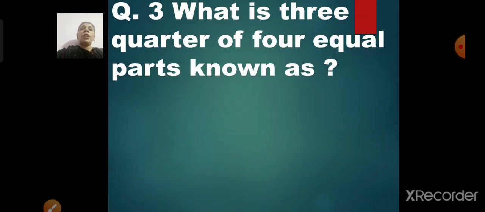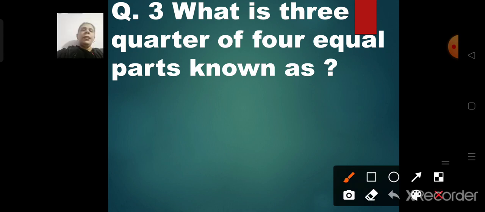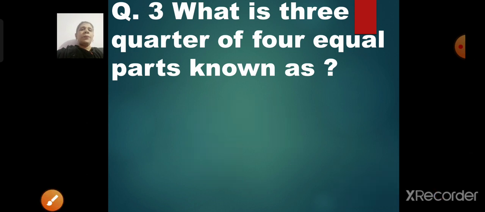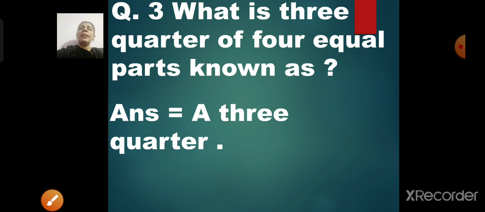What is 3/4 of four equal parts known as? Now we have a whole. We will first divide it into four equal parts. Out of that, 3/4 we want: 1, 2, 3. That means our three parts will be shaded. So it is known as 3/4.